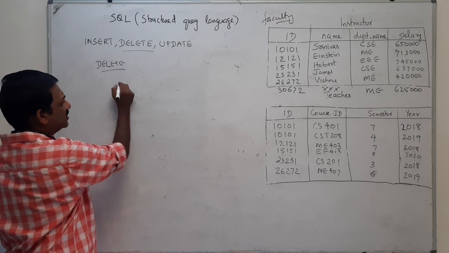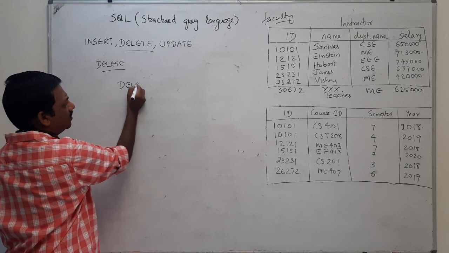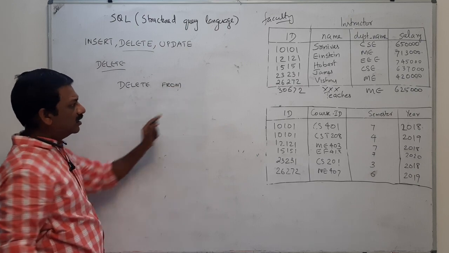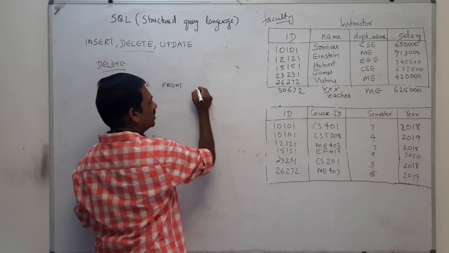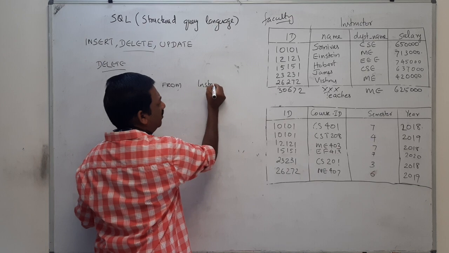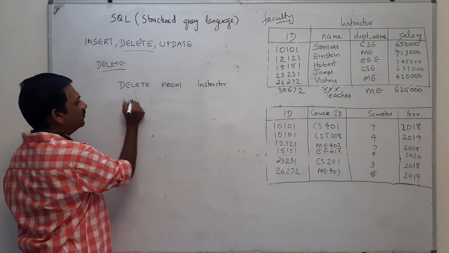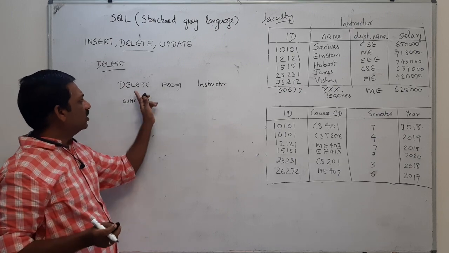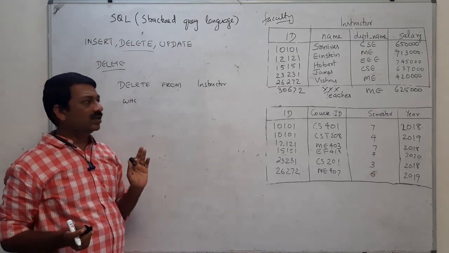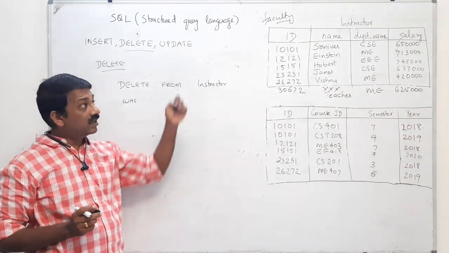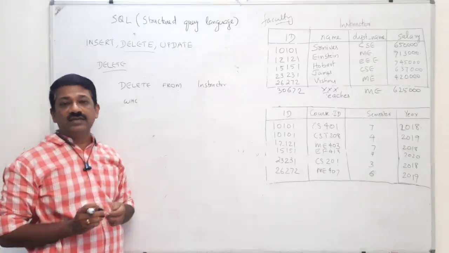The syntax is delete from. Delete from. Here we have to specify the table name, say instructor. Delete from instructor. If you simply use this, delete from instructor, what will happen? The contents of the entire table will be deleted.